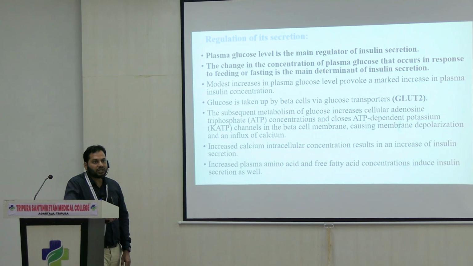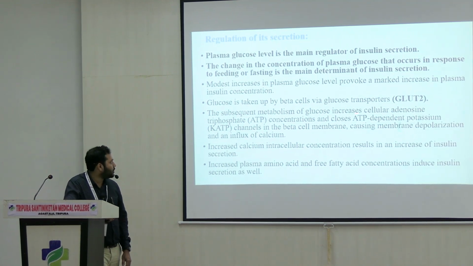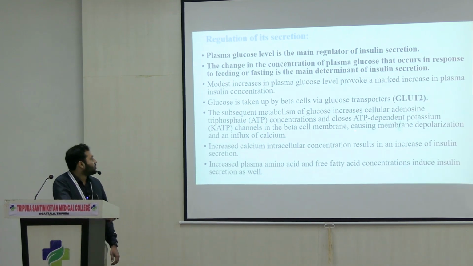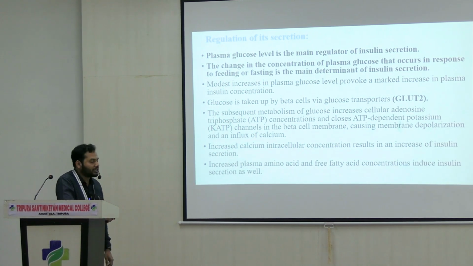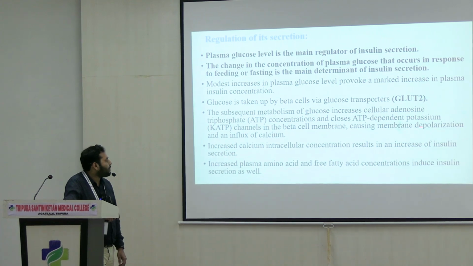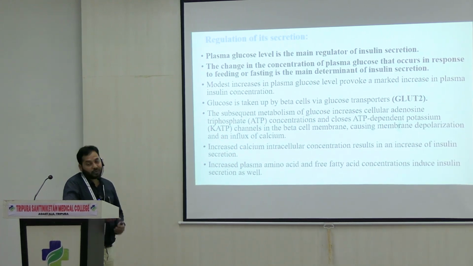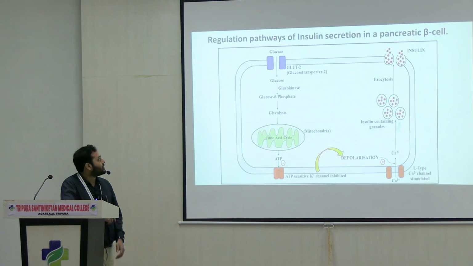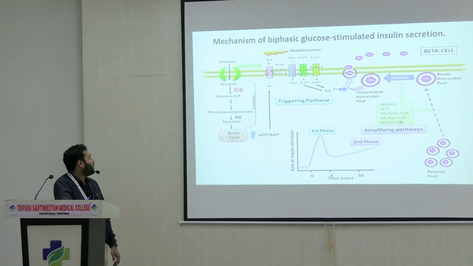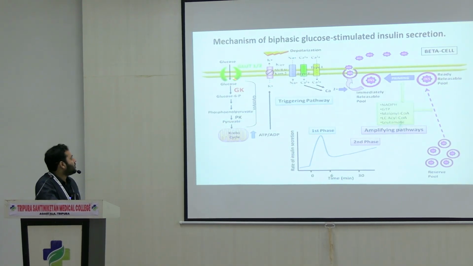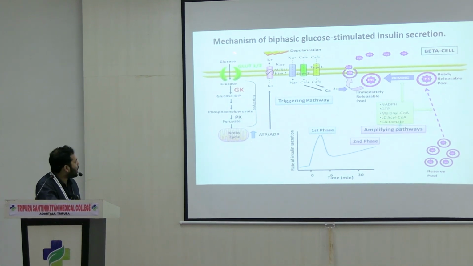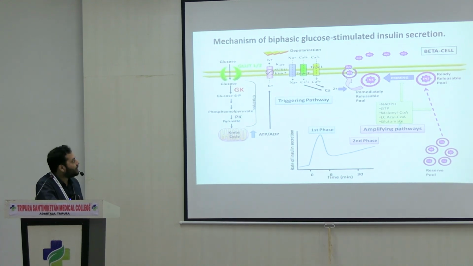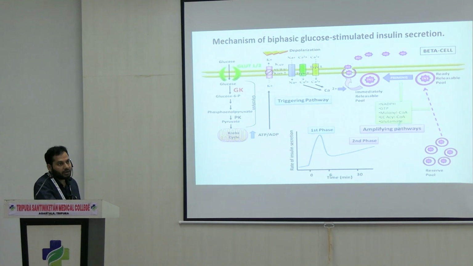So once there are changes in the concentration of ATP, along with certain other changes like changes in the potassium channels present in the beta cells, this causes membrane depolarization and influx of calcium. It means, you can see from here, this is the transporter, the GLUT2, and this GLUT2 transporter allows the glucose molecules in, and it is basically present in the beta cell membrane, right?